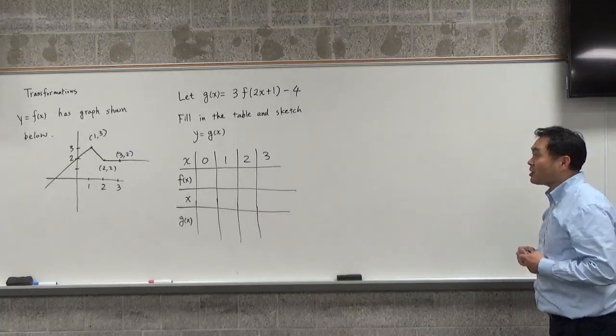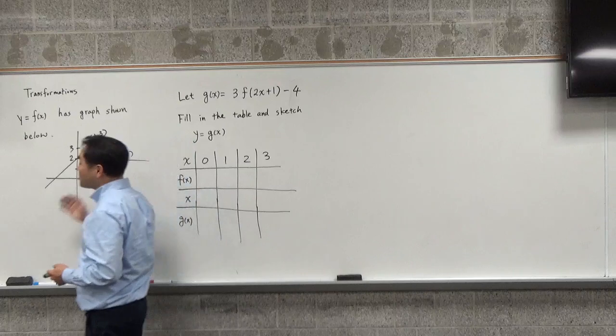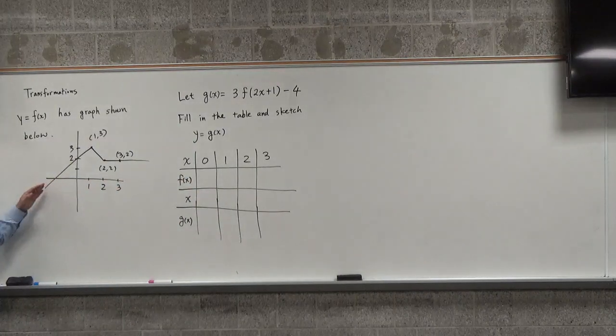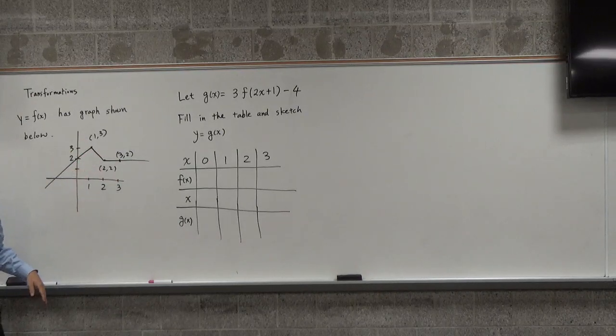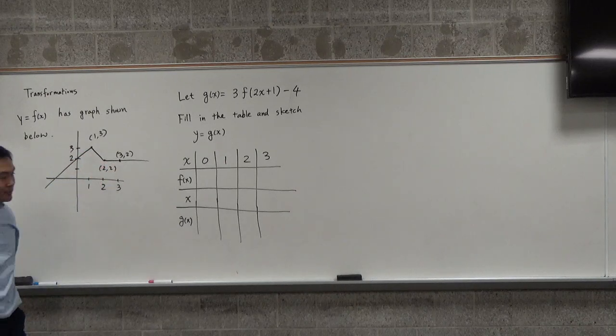Here's a rather hard-looking problem. You're given this function f of x not as a formula but as a graph. It's made up of three lines, and it's passing through (0, 2), (1, 3), (2, 2), and (3, 2).